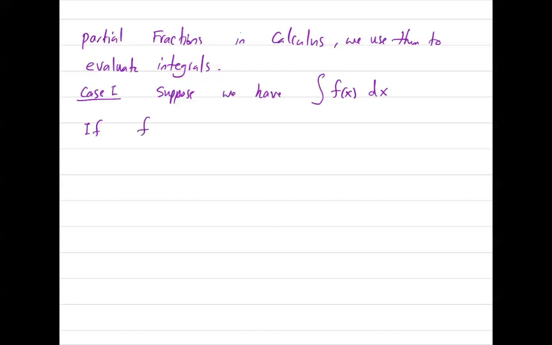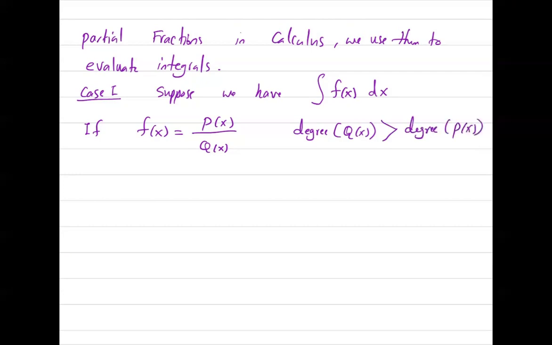If f of x can be written as p of x divided by q of x, and the degree of the denominator is more than the degree of the numerator, degree of q of x is more than the degree of p of x, and if q of x can be written as the product of linear factors in distinct form.